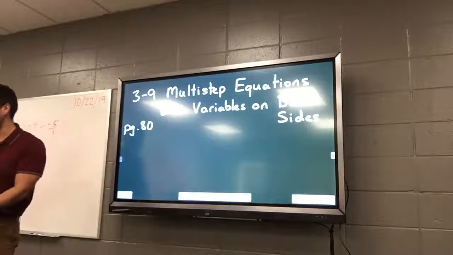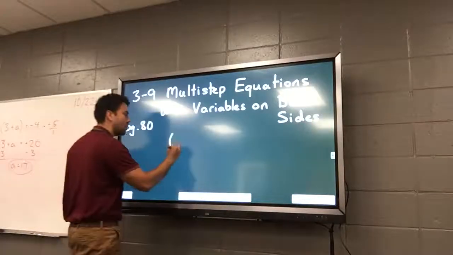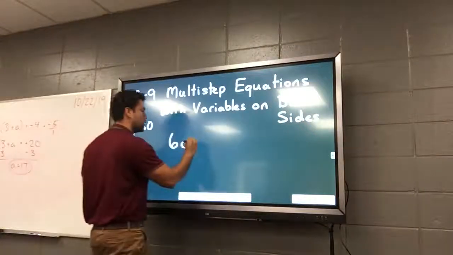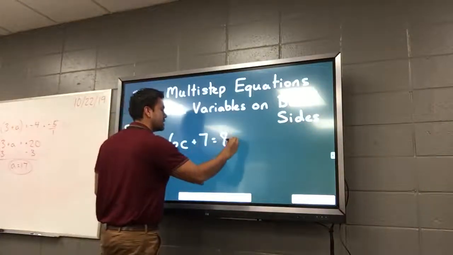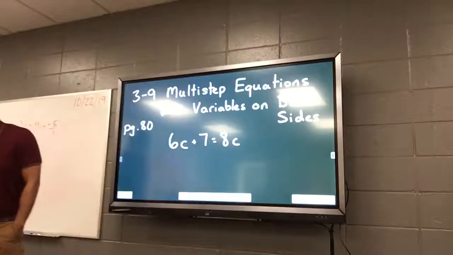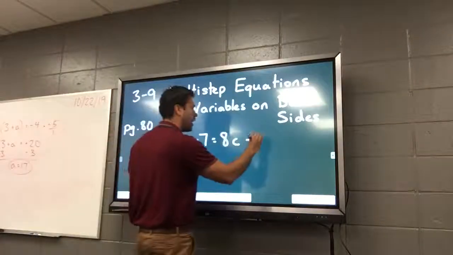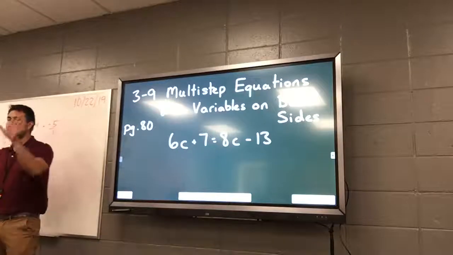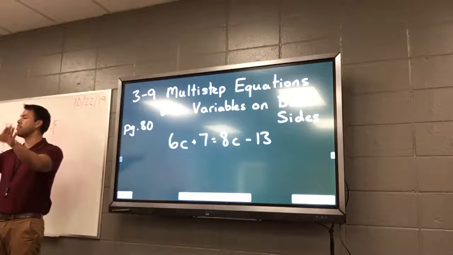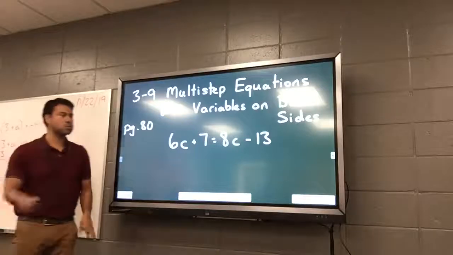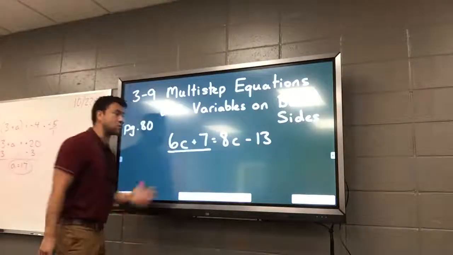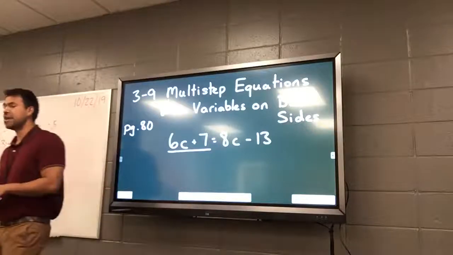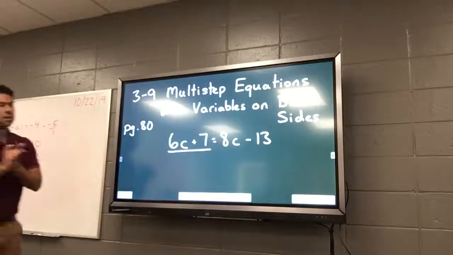So let me give you an example of a problem, a kind of a simpler one. 6c plus 7 equals 8c and then minus 13. Okay, your first step is to make sure that both sides are as simple as possible. Remember, we had to simplify both sides. So looking at the left side, I'm just underlining it for emphasis. Is there anything I could do to make that simpler?